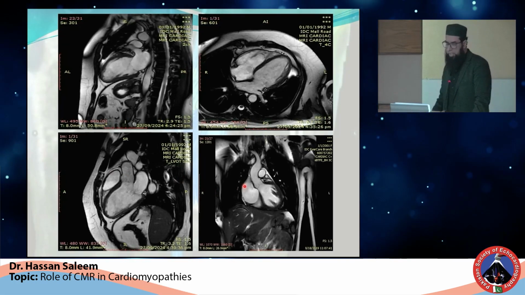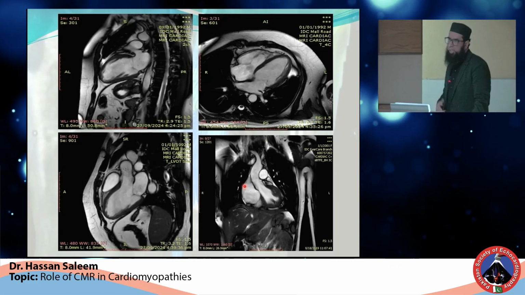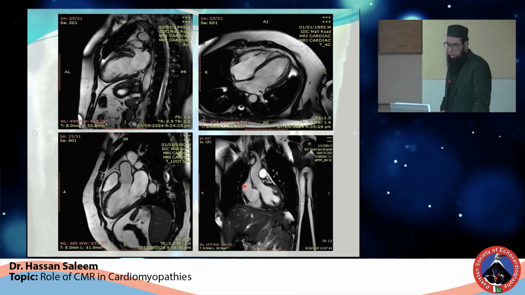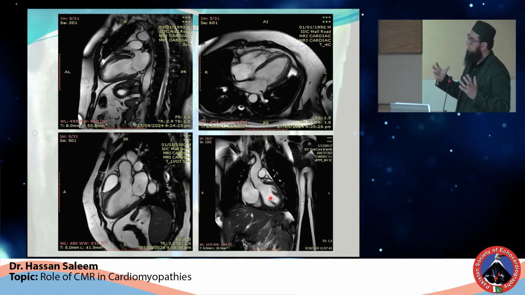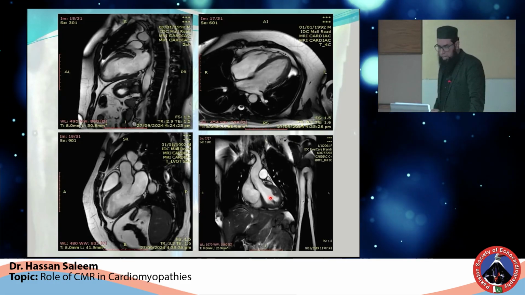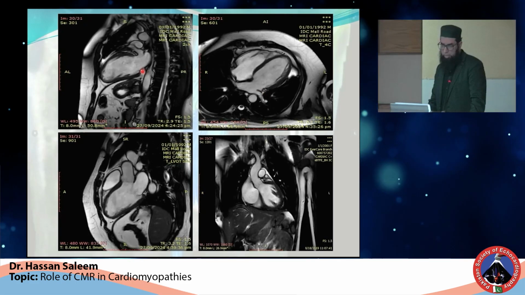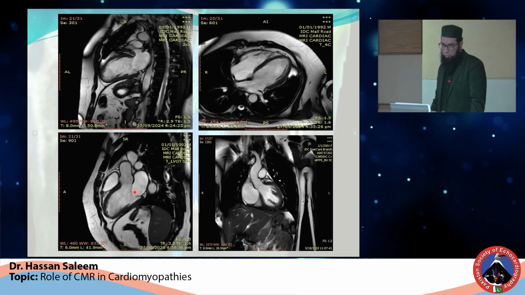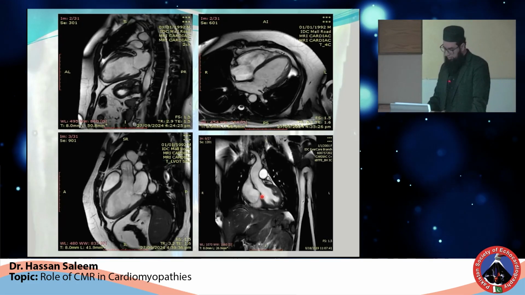Here you can see the white blood images. These are cine images, and we try multiple acquisitions. So the basic idea is to look at the kinesis and the contractility of the heart and the movement of the valve. You can see in profile in different views. This is 2-chamber, this is 4-chamber, 3-chamber view, and the LVOT coronal image.